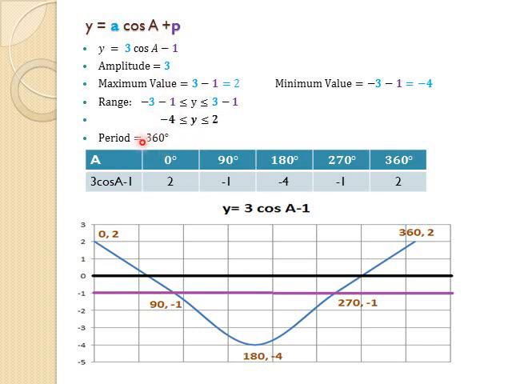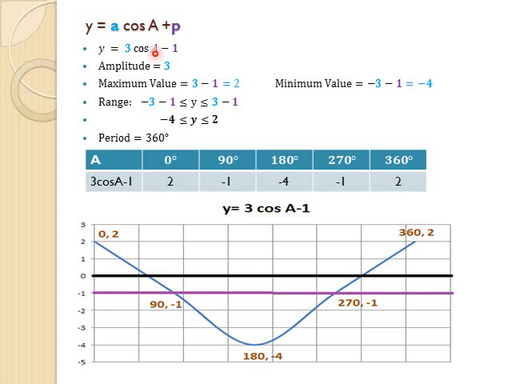A, my period is 360. For interval spacing, 360 divided by 4 gives me 90 degrees. So therefore 0 degrees plus 90 plus 90 plus 90 plus 90 gives me 360.